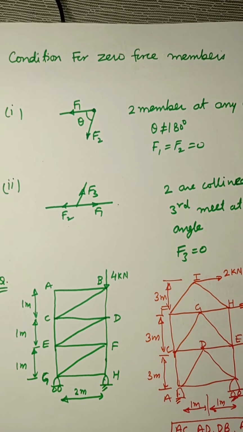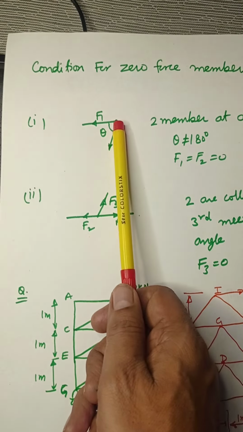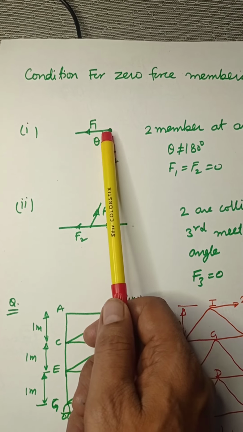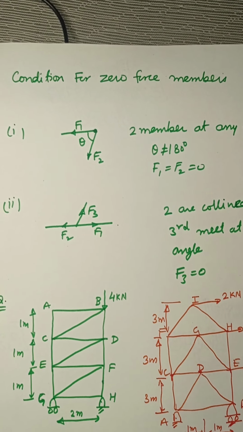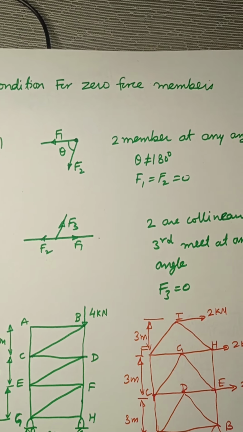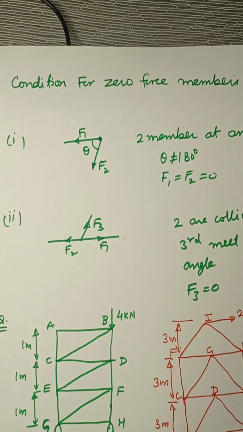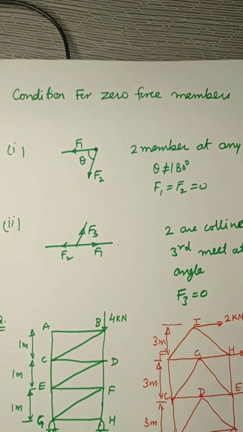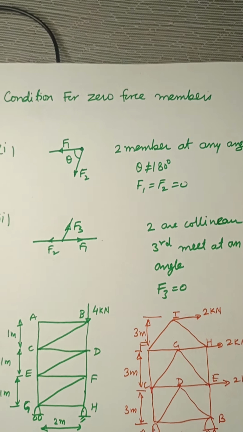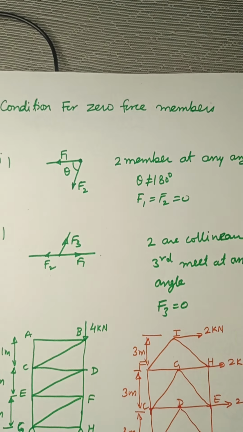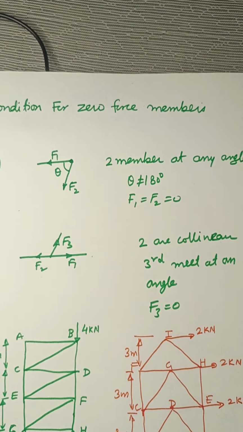So the first condition is if two forces are meeting at a joint. If two members are meeting at a joint and there is no third member or third external force, that means there are only two forces, and the angle between these two forces is any angle except 180 degrees. It can be any angle but it should not be 180 degrees.